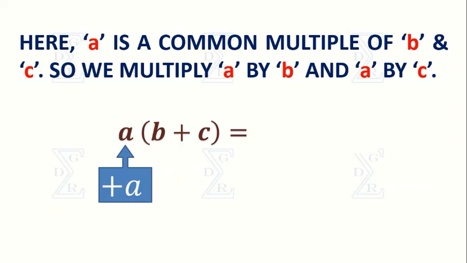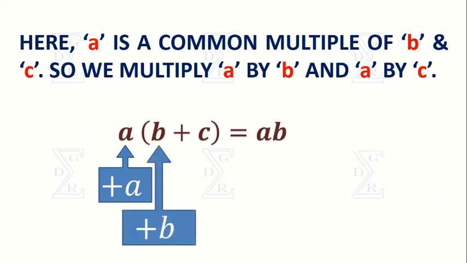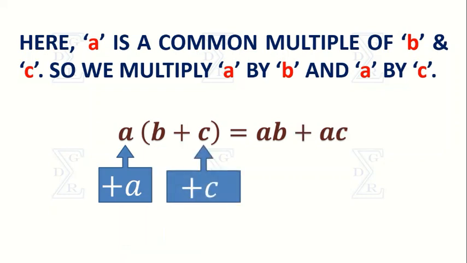Here, we observe the sign of A and B are plus, so the product of plus into plus is plus, and the product of A and B is AB. As we know A is a common multiple, so we move from B to C now. Again, if we observe the sign of A and C are plus, so the product of plus into plus is plus and the product of A and C is AC. So, while doing multiplication, the sign of the given numbers are most important.